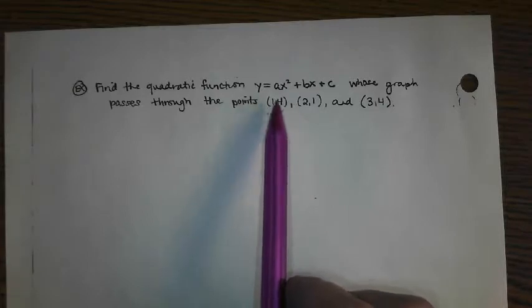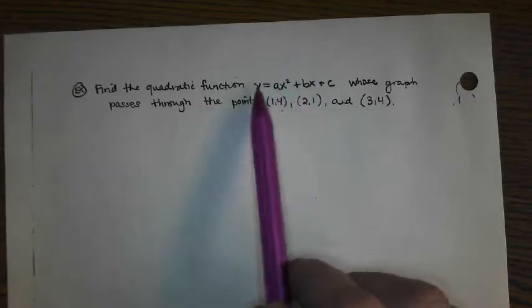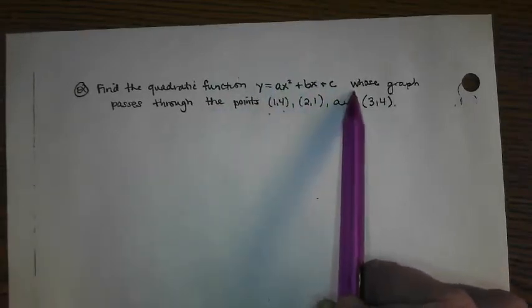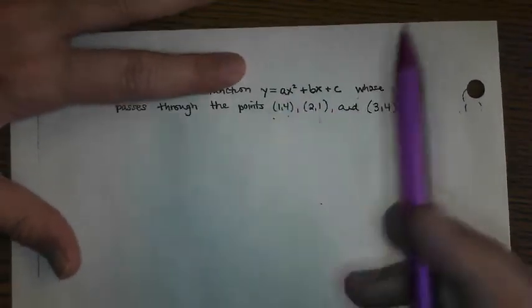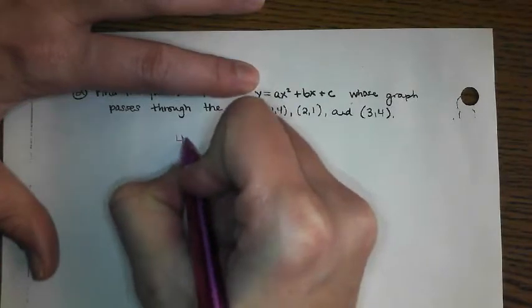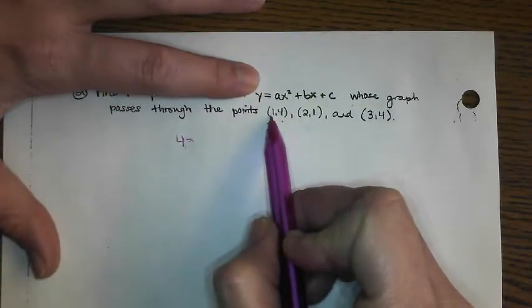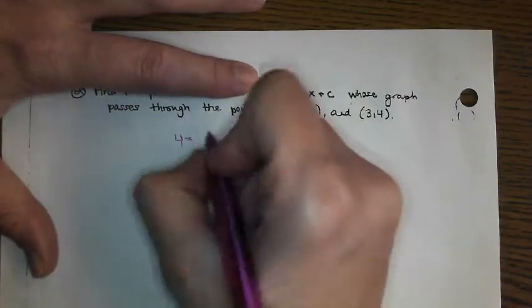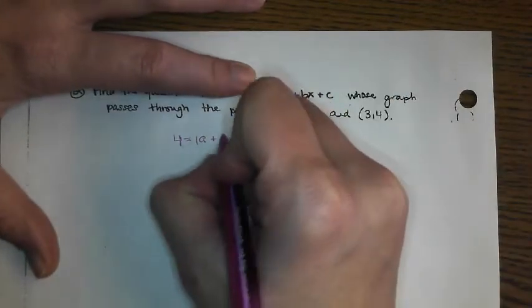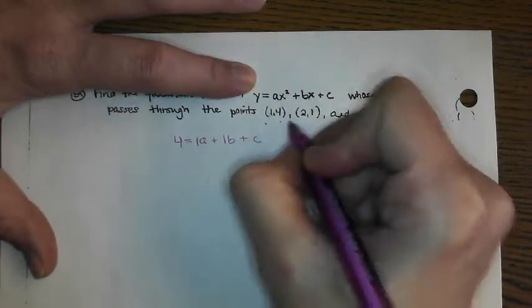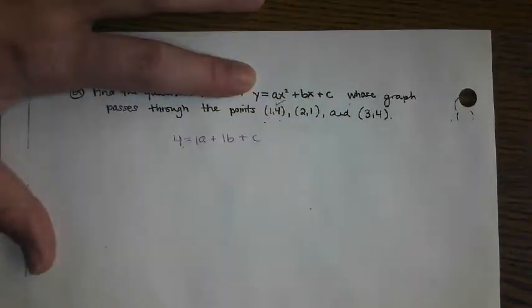So for every XY coordinate pair that you plug into the structure of a quadratic, you have a 3-variable equation. So if I plug in 1, 4, I'm going to have 4 equals, and remember x is 1, so that would be 1a, plus x is 1, that would be 1b, plus c. That's the first point plugged in.